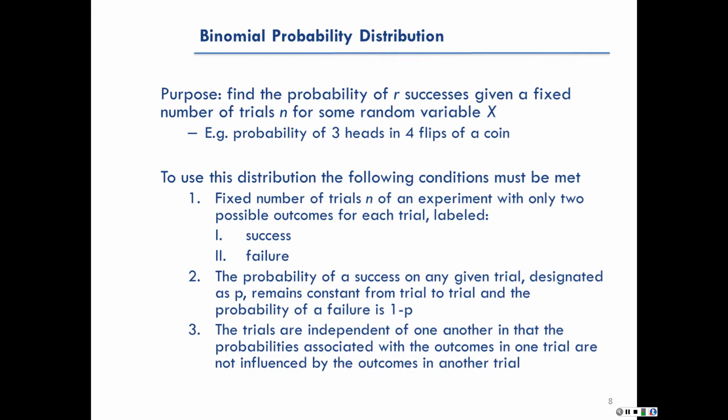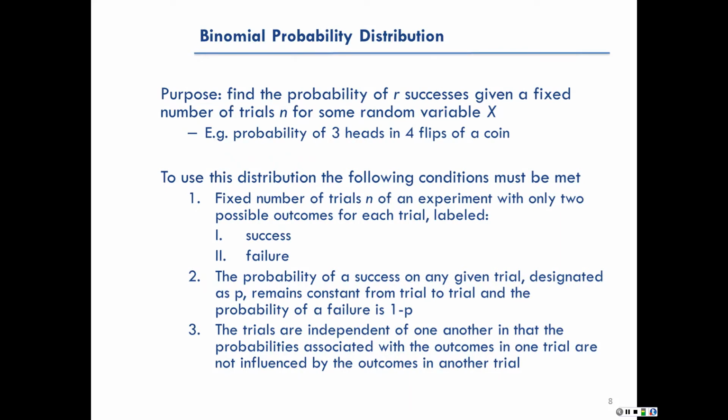A great example of this would be the probability of getting 3 heads in 4 flips of a coin. To use the binomial distribution, the following 3 conditions must be met. First of all, there has to be a fixed number of trials N of an experiment with only 2 possible outcomes for each trial, labeled success and failure. So in our example, flipping a head is considered a success, and we looked at 4 trials in that experiment.